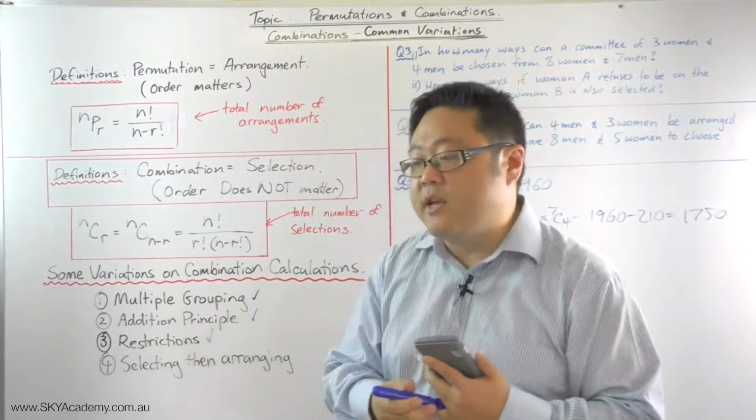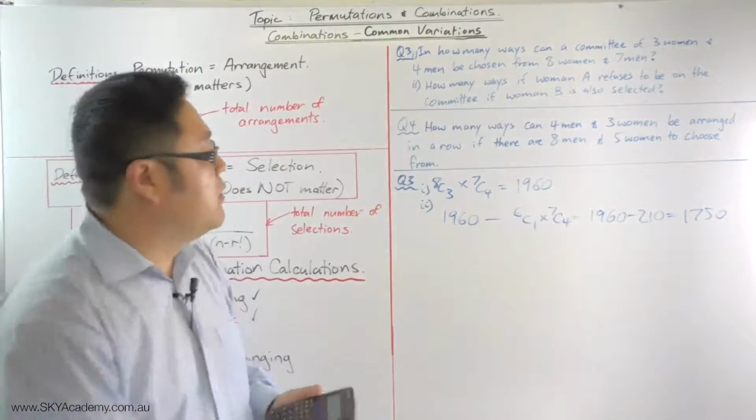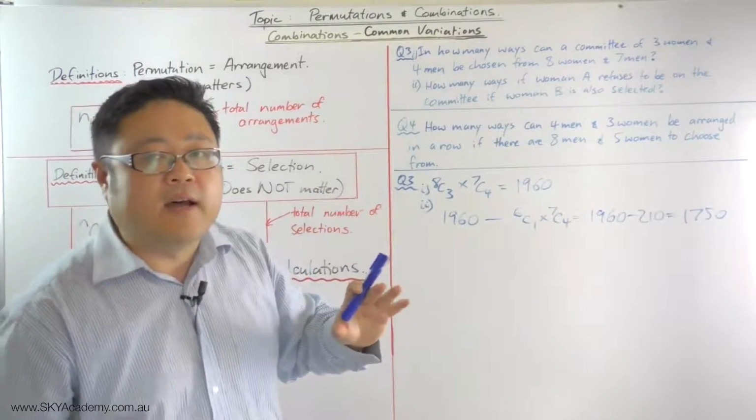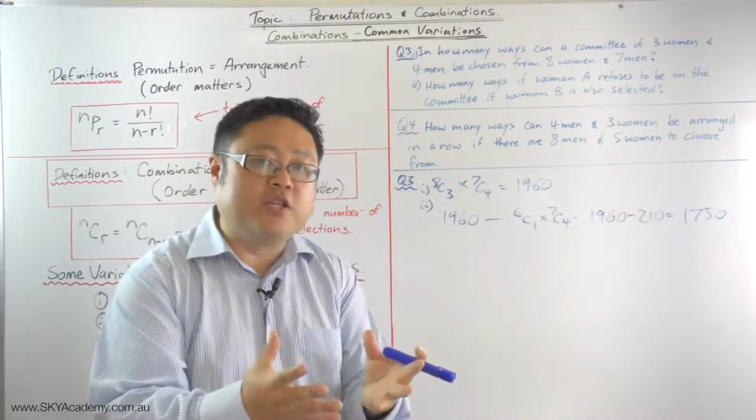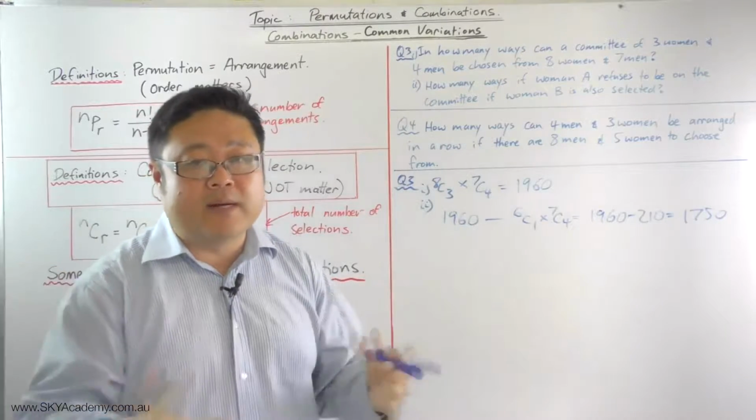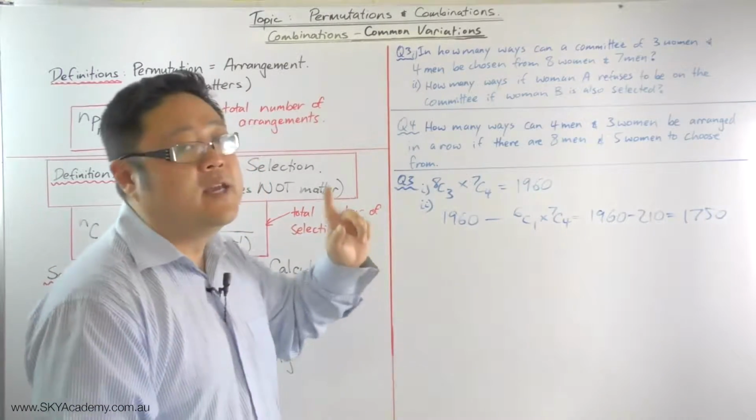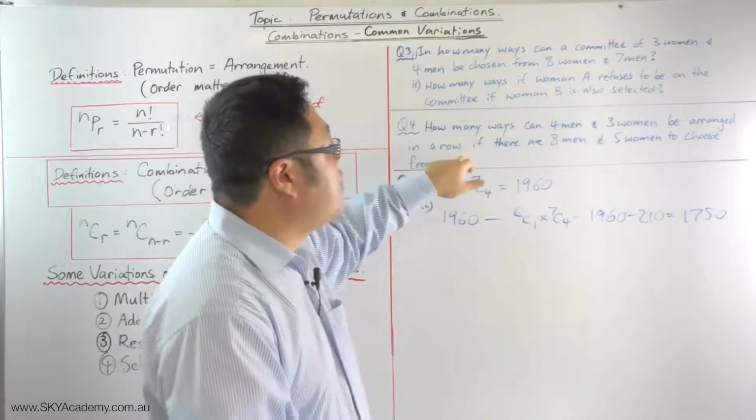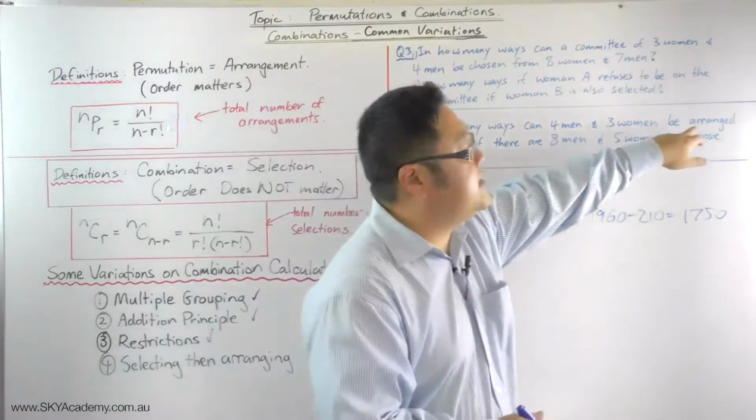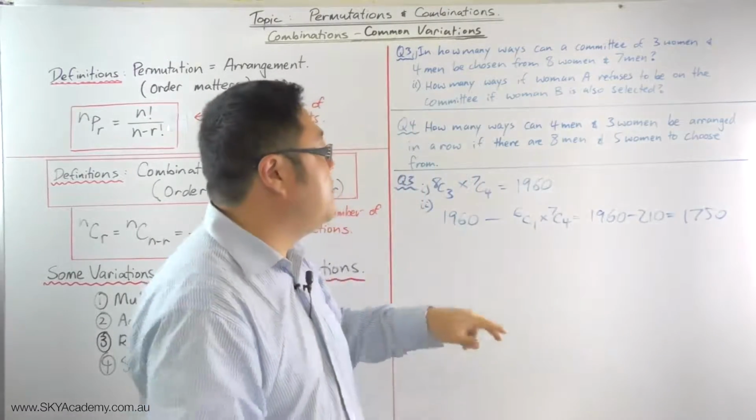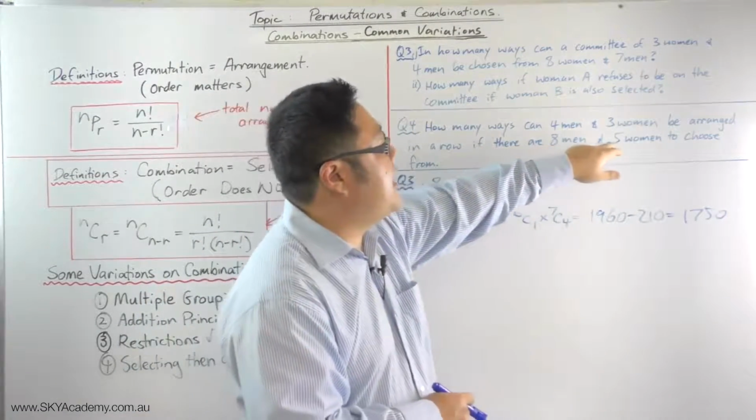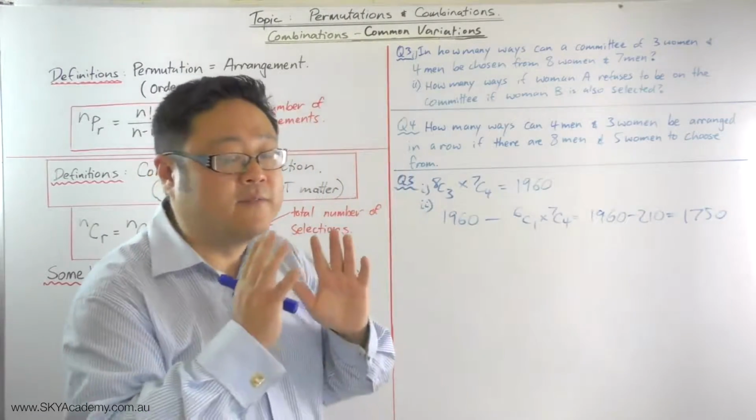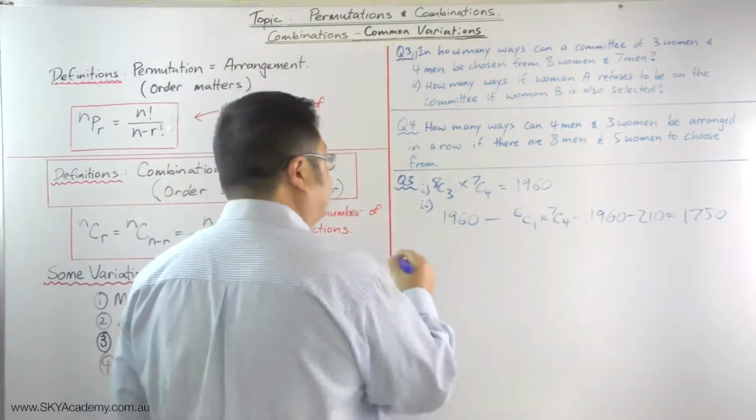The last question that I want to do involves bringing together our understanding of combinations with our understanding of permutations. Okay, so here's what we've got. How many ways can 4 men and 3 women be arranged in a row? See the word arranged? We should be thinking permutation, if there are 8 men and 5 women to choose from. Okay, so first of all, how many groups are there?